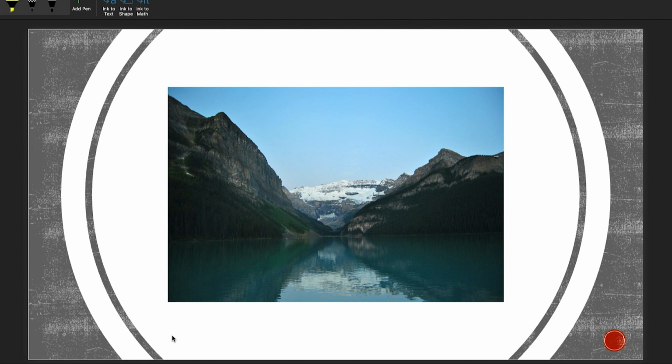This is a very nice view taken from the Canadian Rocky Mountains. So if you're ever in Alberta, Canada, make sure you do visit the Canadian Rocky Mountains, one of the most beautiful parts of the world.